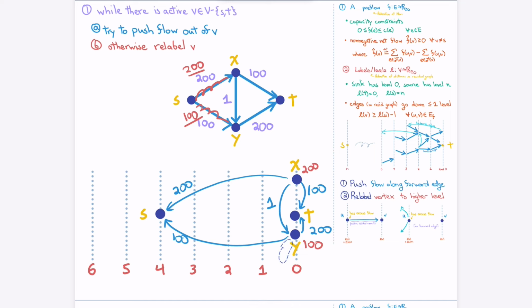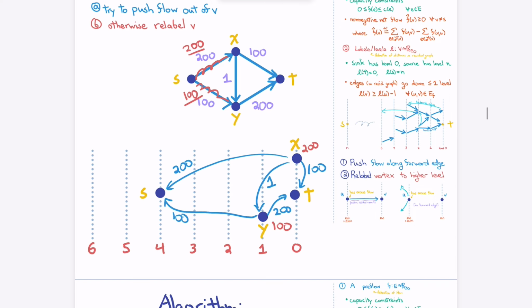We have to relabel because it's already on level 0, so there are no forward edges. So that will go up a level. I'll redraw some of these edges: 1, 200, 100. Okay, good. So now Y has level 1. Now pick an active vertex.